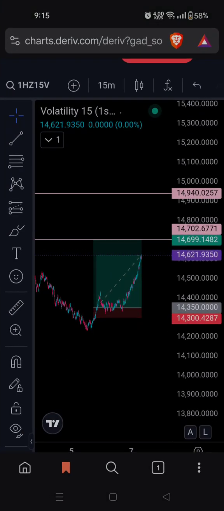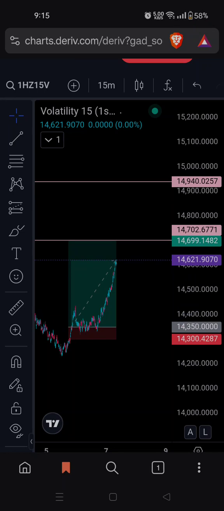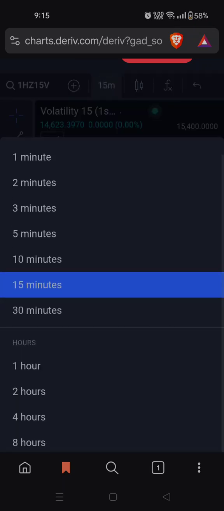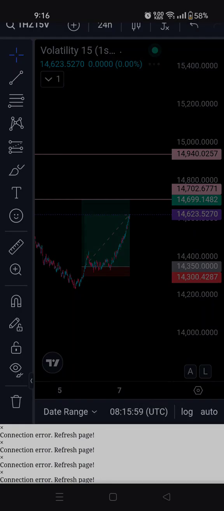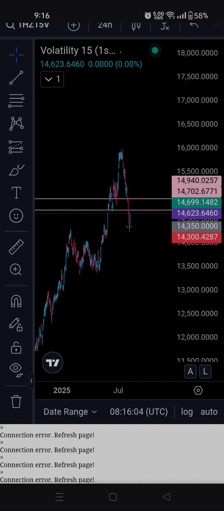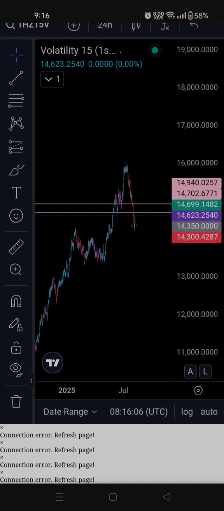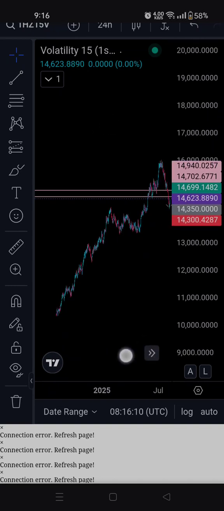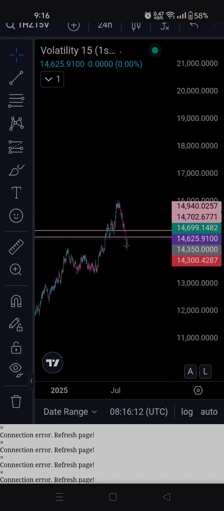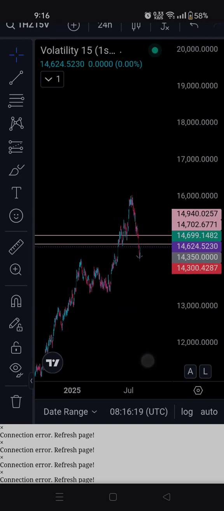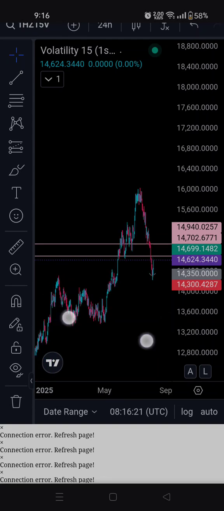So this is the Volatility 15 1x trade. First of all, we start from the higher time frame of daily, which is 24 hours. And then what do we notice? First of all, we have to see that this market has actually been in an uptrend. That's the number one thing we ought to see.